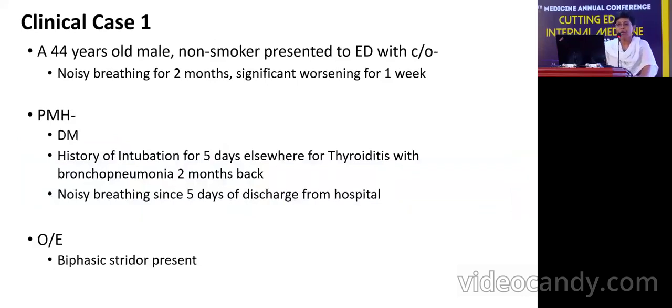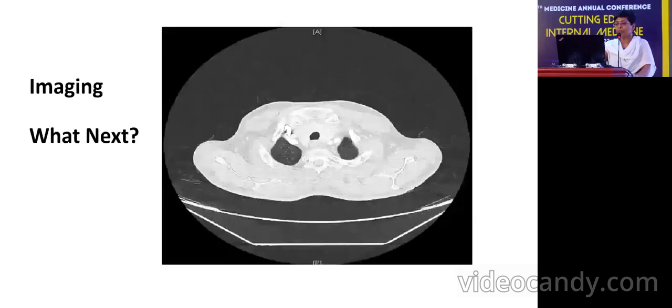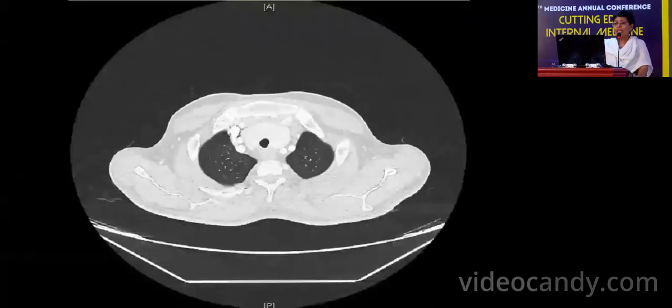I have a 44-year-old male non-smoker who presented to the ED with complaints of noisy breathing for 2 months with significant worsening in the last 1 week. He's a known diabetic. He also has a history of intubation for 5 days for bronchopneumonia and thyroiditis 2 months back. After his discharge, from 5 days onwards, he was having this noisy breathing, but it was not significant, or he didn't give any importance to it. So he came to the ED. He has biphasic stridor. And this is the CT scan.